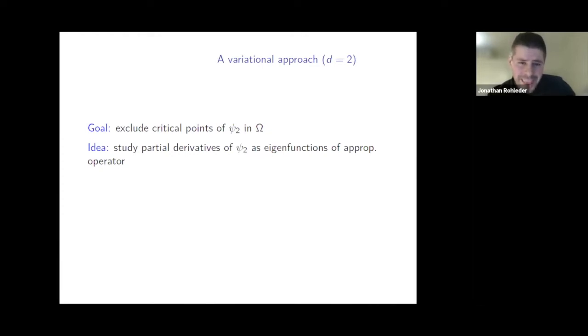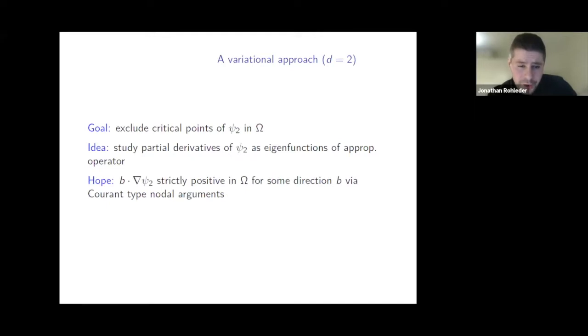The problem is, of course, if you take a directional derivative of an eigenfunction, it is very difficult to control which boundary conditions it would actually satisfy. But the hope would in principle be that one finds some directional derivative that by variational techniques can be shown to be strictly positive inside the domain, as one knows it for the lowest eigenfunction of the Dirichlet Laplacian, for instance. So one would like to do some type of Courant type nodal arguments. This is of course difficult because the boundary conditions of the directional derivatives are highly unclear.